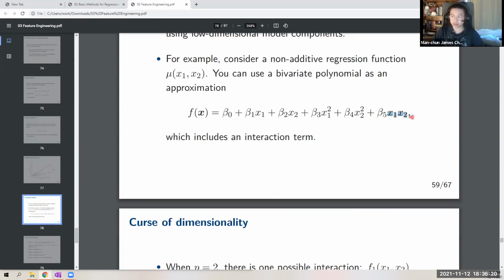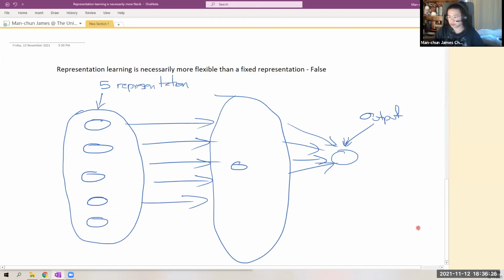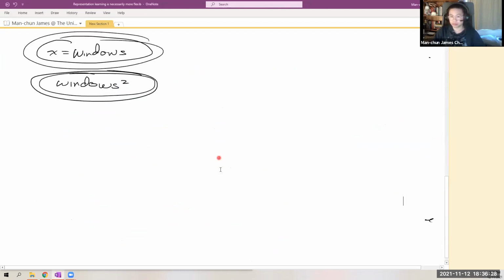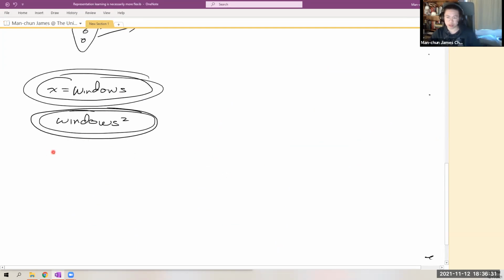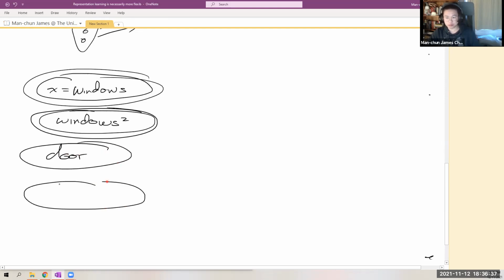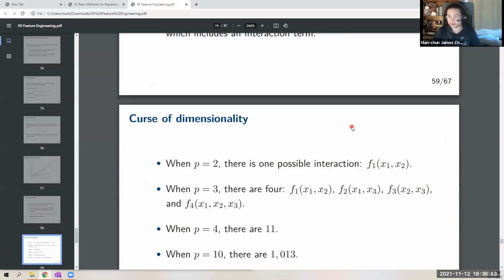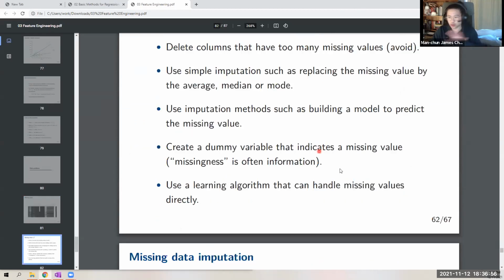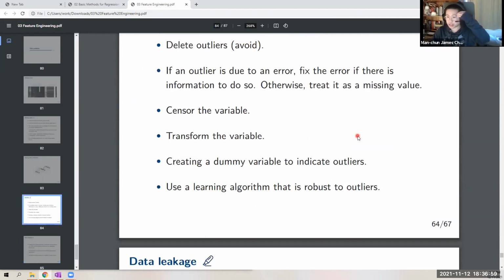And again, this is just a representation. So if we have windows, and let's say we have the number of doors, then we can add another feature, which is the windows multiplied by doors. This will be another way to represent the houses. How useful this representation is, I'm not sure, but again, this is just a representation. That's all representation theory is, stuff like that.